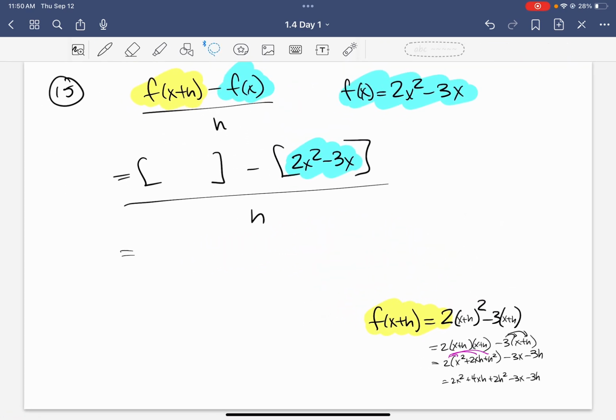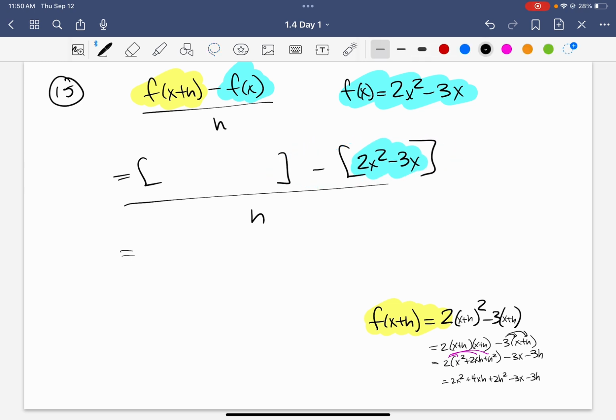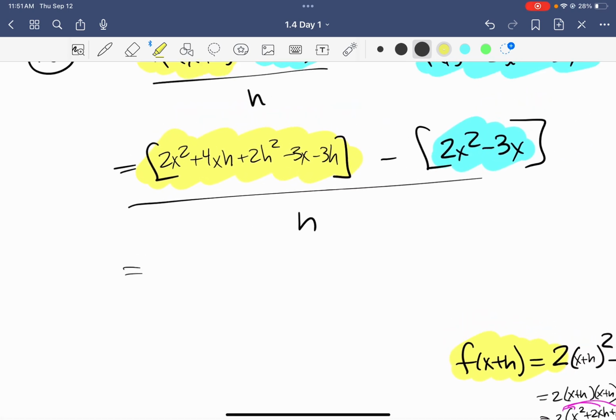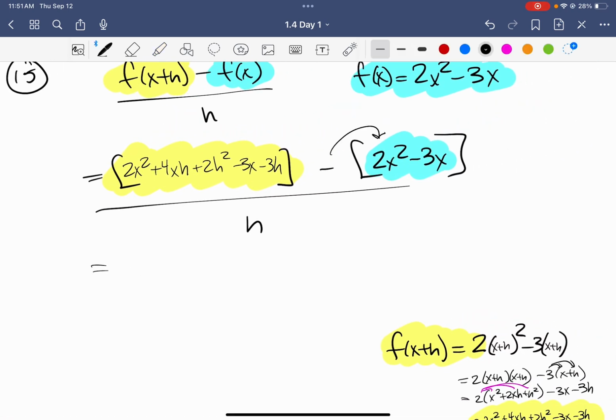No, you will not have to do that very often. So now inside of here, I can just put all that: 2x squared plus 4xh plus 2h squared minus 3x minus 3h. Because all of this is another way of saying f of x plus h, right? Okay, so now we distribute through a negative, so that's really negative 2x squared.